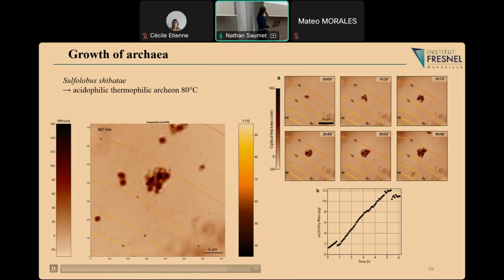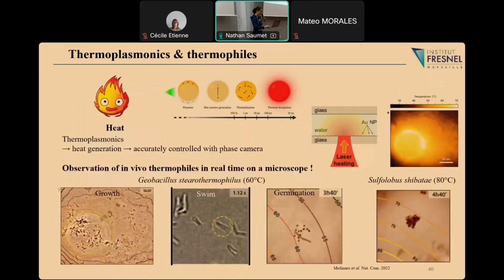And of course, here we also extract the dry mass measurements, and we plot this as a function of time. And we observed again an exponential growth, which is expected, and a stationary phase when the cells are too many at the same place. So clearly, we can use thermoplasmonics to observe thermophiles growing in vivo.